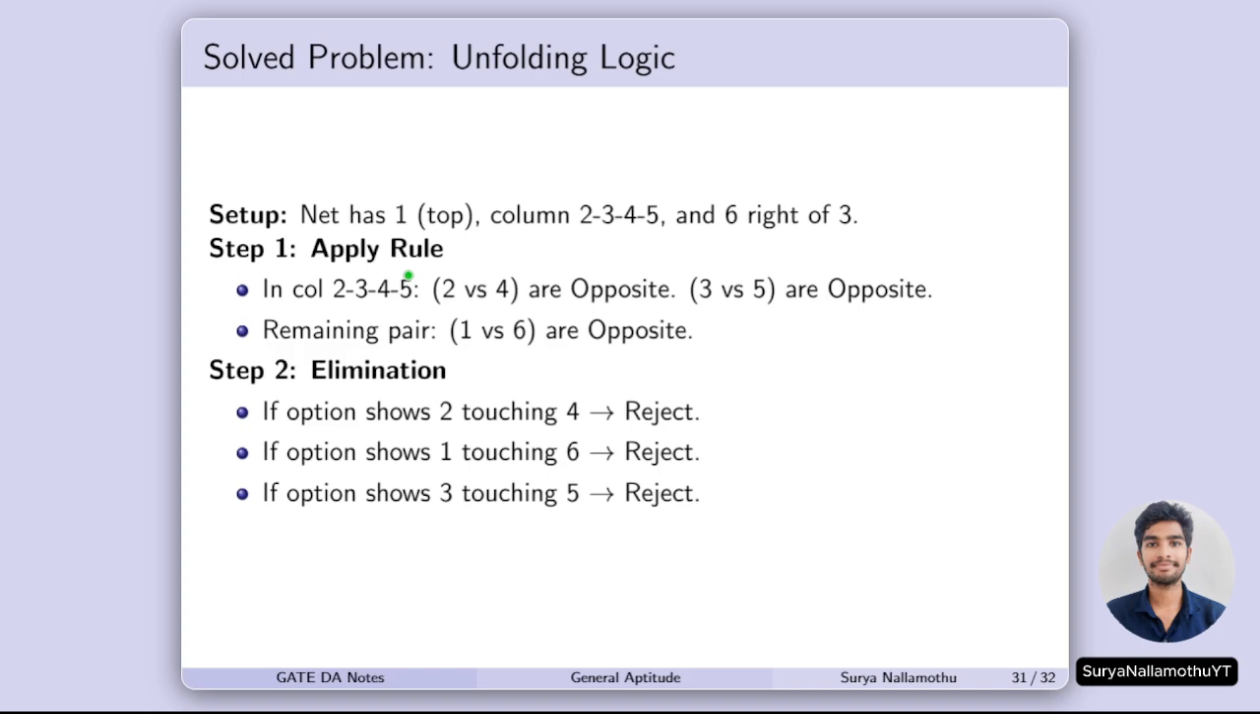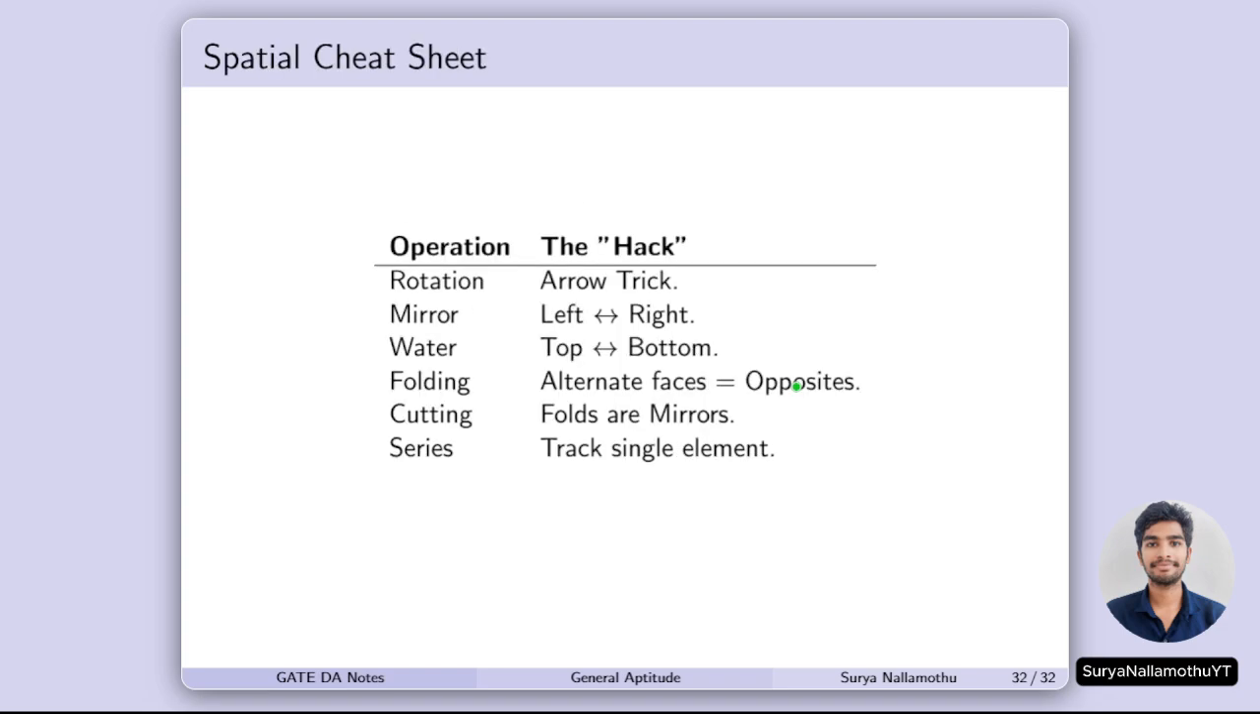Next, this is the unfolding logic. The unfolding logic means we need to unfold them into a specific order. In that case, we need to apply it here. We need to solve these types of problems in the GATE exam. So this is the simple cheat sheet we need to remember.